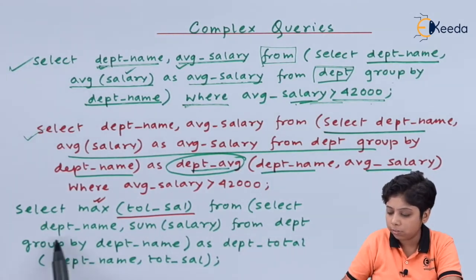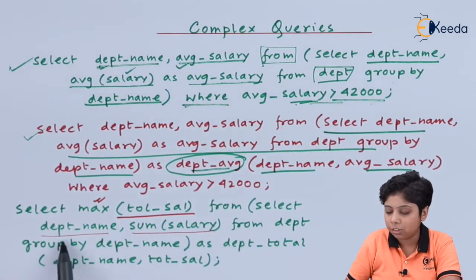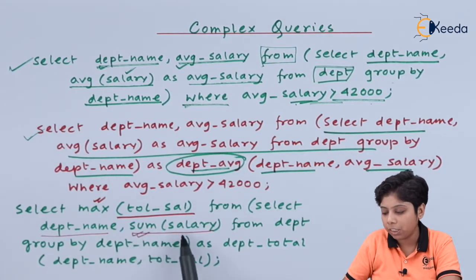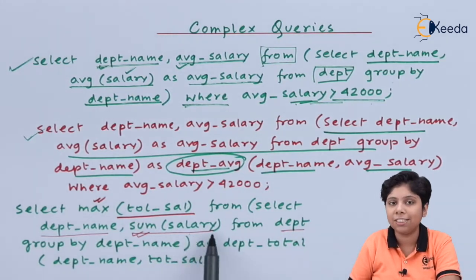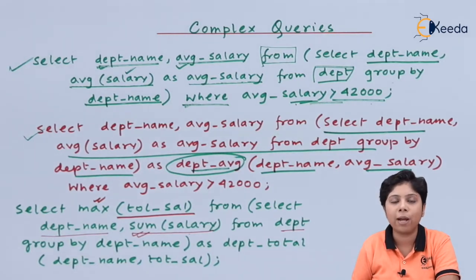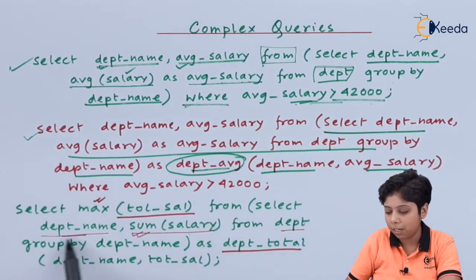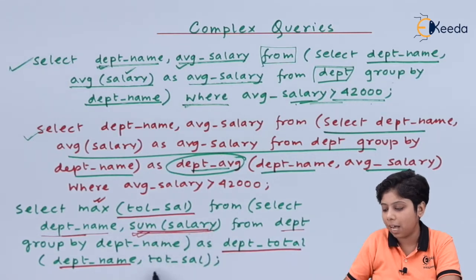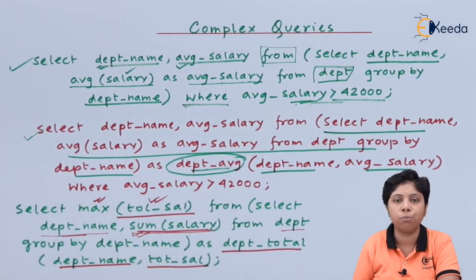But here I am not using any total salary while doing the subquery. I am only getting the department name and using the sum function of salary from the department relation. Now the aggregate sum of salary is not mentioned as total salary inside the select statement of the inner query. But when I am renaming the inner query relation as department total, I am referring to the department name as department name and sum salary as tot sal, which I am using in the outer query attribute name.